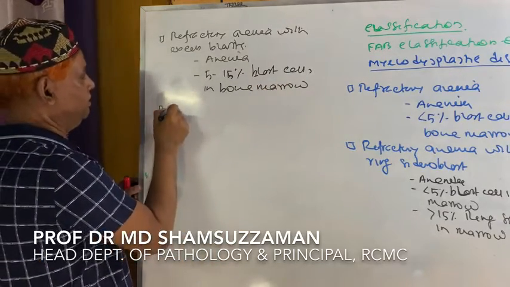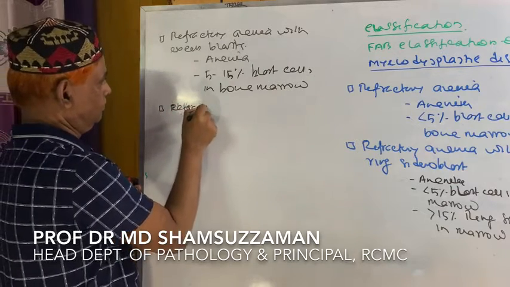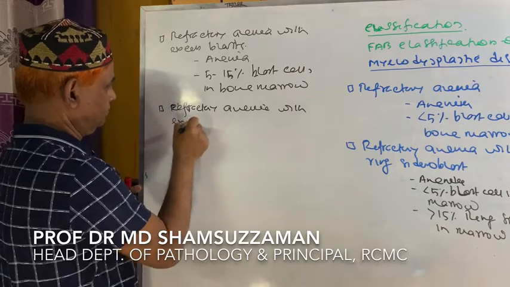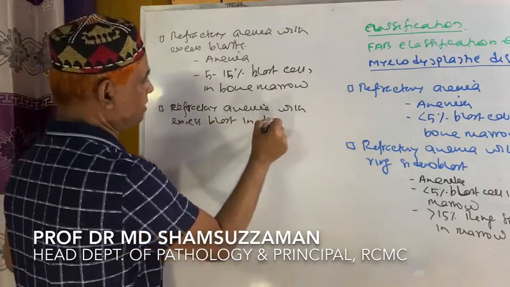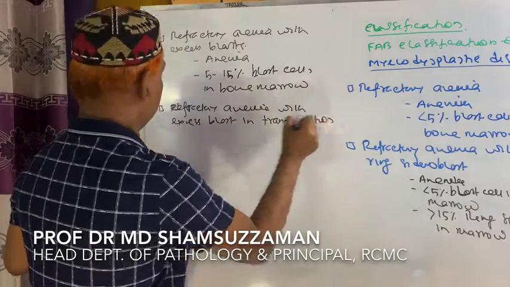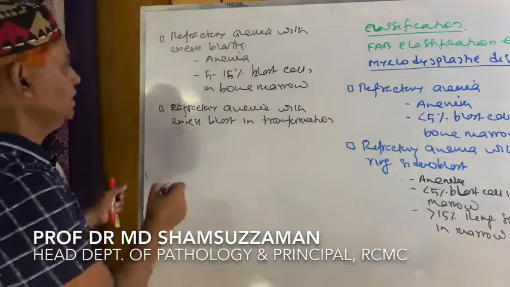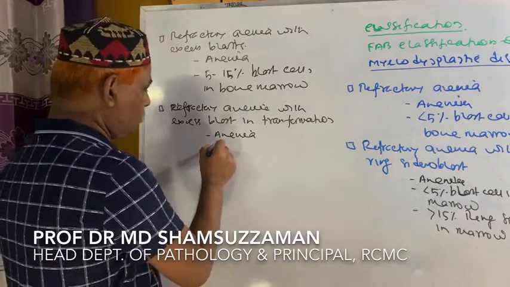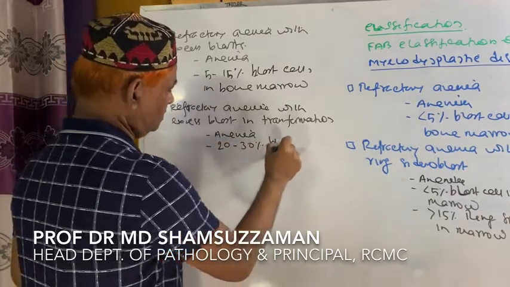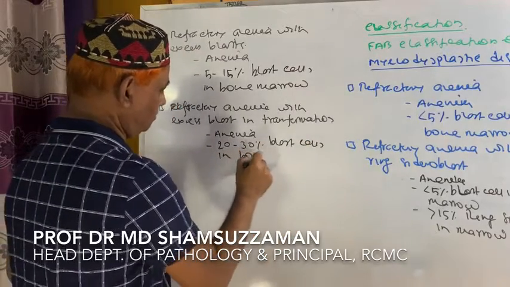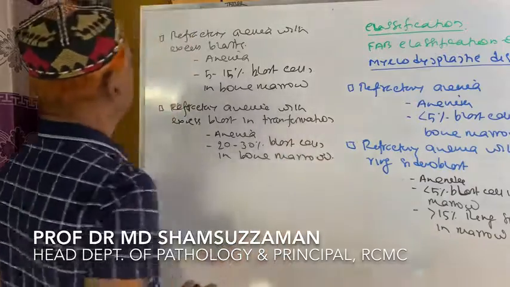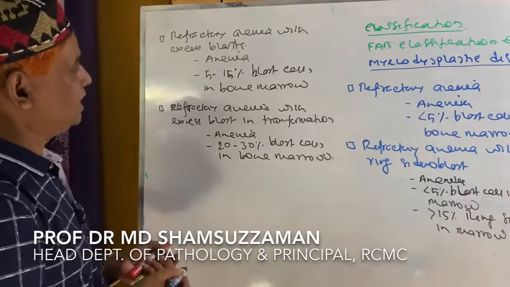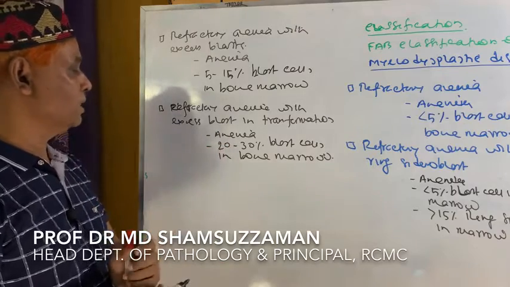Then refractory anemia with excess blast in transformation. There is anemia. The patient suffers from anemia, and 20 to 30% blast cells in bone marrow. So in case of refractory anemia with excess blast, anemia, 5 to 15% blast cells in bone marrow. Refractory anemia with excess blast in transformation, there is anemia, 20 to 30% blast cells in bone marrow.